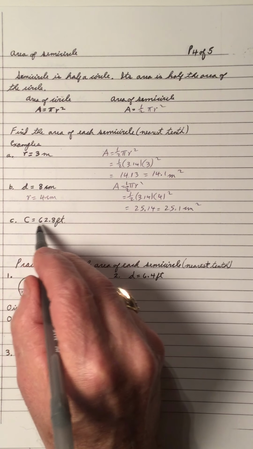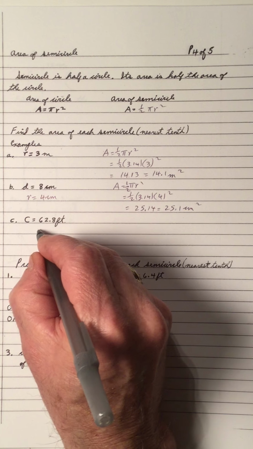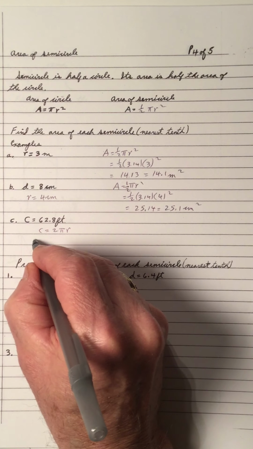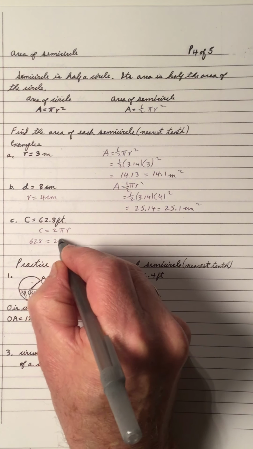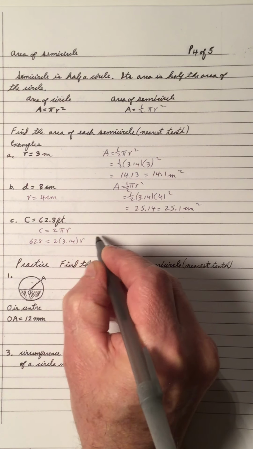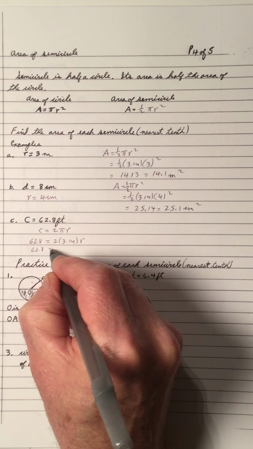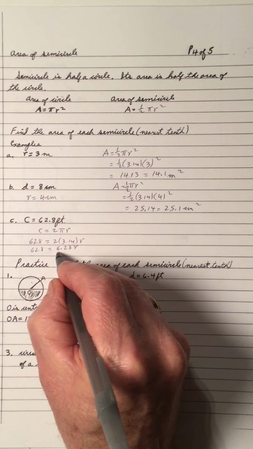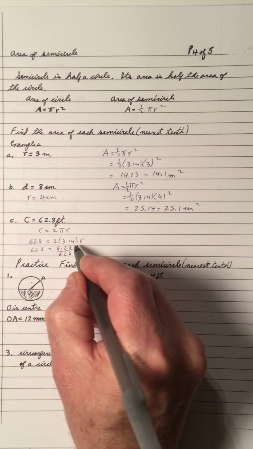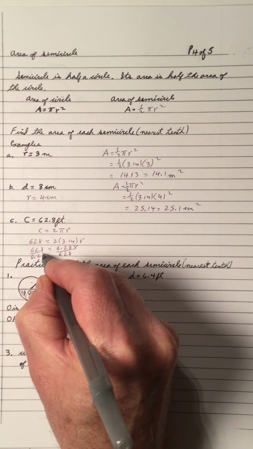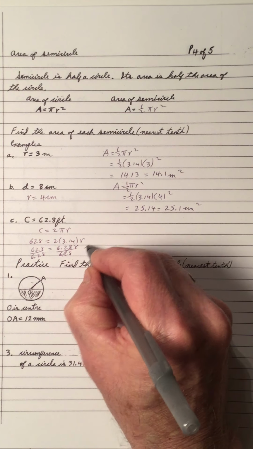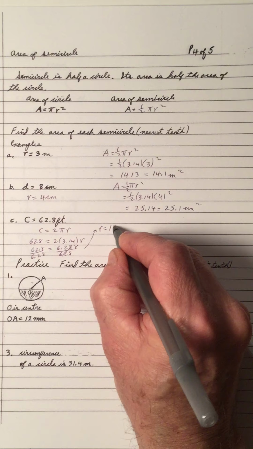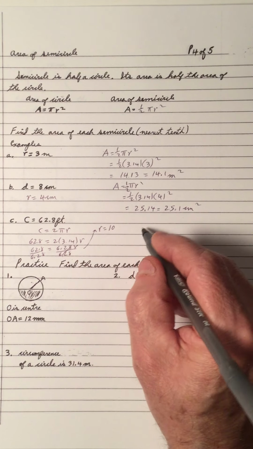Now C is a little bit different. We have a circumference of 62.8. Now circumference of a circle is C equals 2 pi r, and so we get 62.8 is 2 times 3.14 times r. So 2 times 3.14 is 6.28 r. We want r, so we divide each side by 6.28. That cancels. So up here I get r is equal to 62.8 divided by 6.28, which is 10. You can use your calculator or do your division.